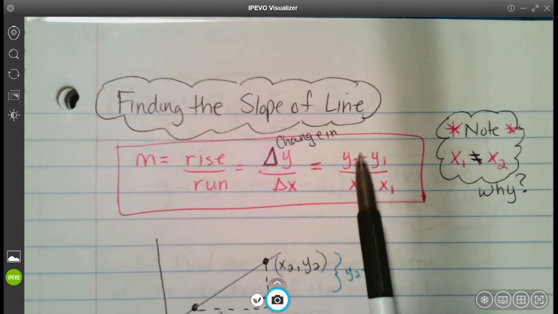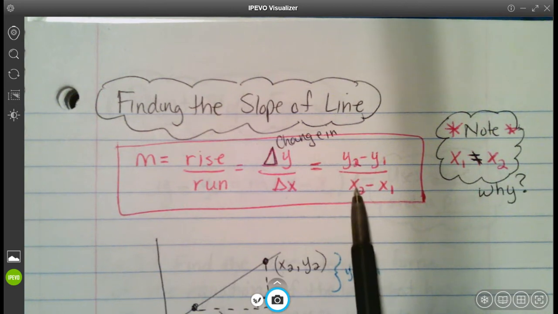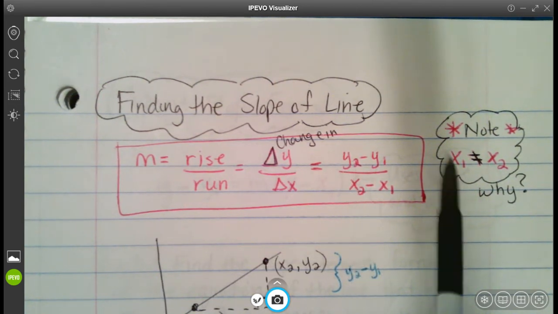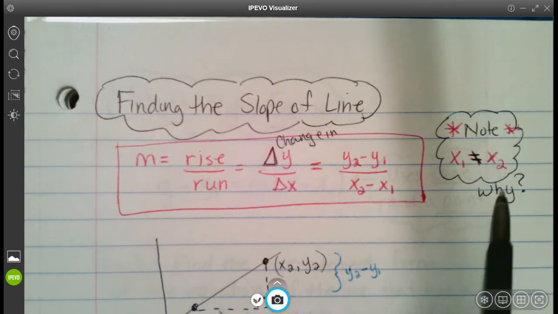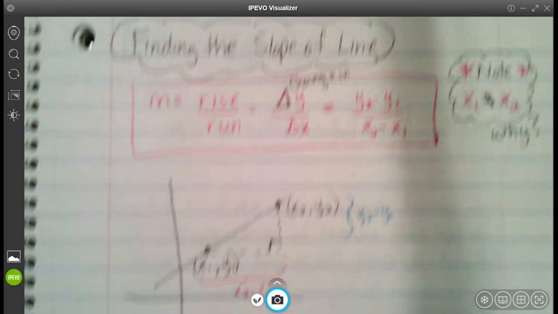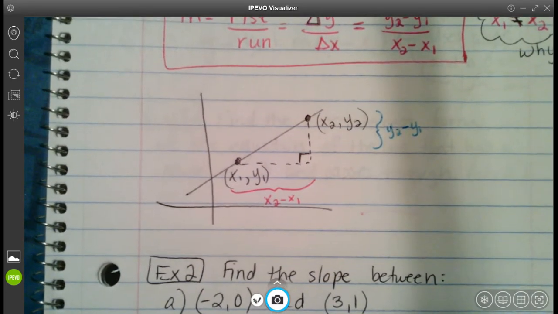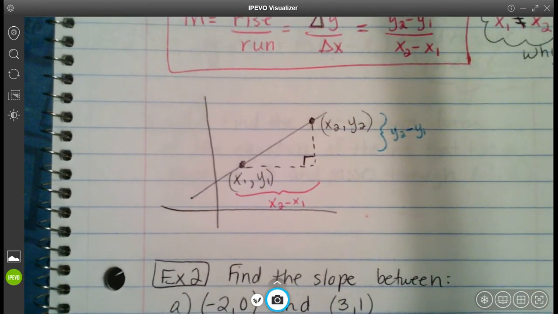So if you put y2 first, then you have to put x2 first also, okay? I have a note over here that these two cannot equal each other. I wonder why, okay? Go ahead and draw this diagram as well. This goes a little bit more into it.